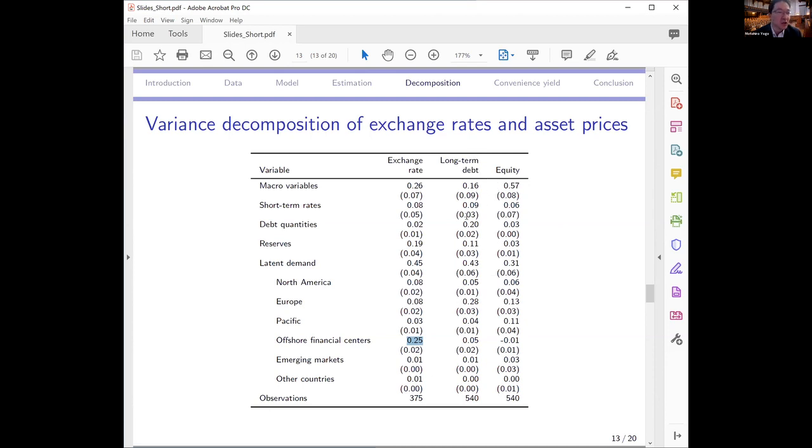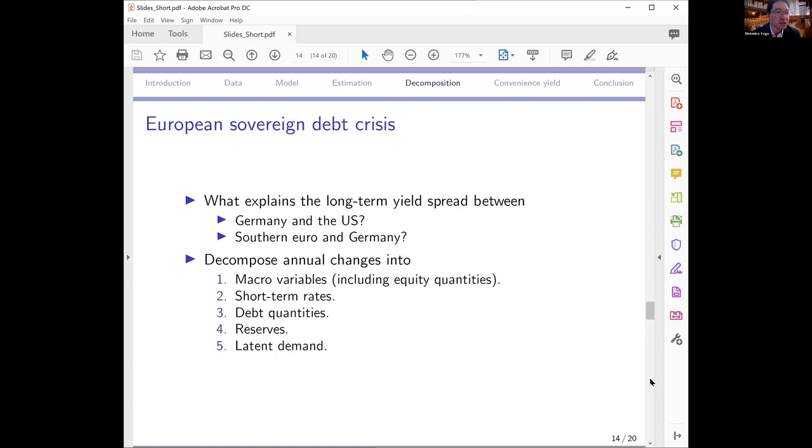In the case of long-term bond yields, the important thing is the quantity of debt changes, right? Through fiscal monetary policy that explains up to 20% of the annual variation in long bond yields. And then in the case of equities, the key thing is 57% is explained by macro variables. Okay.